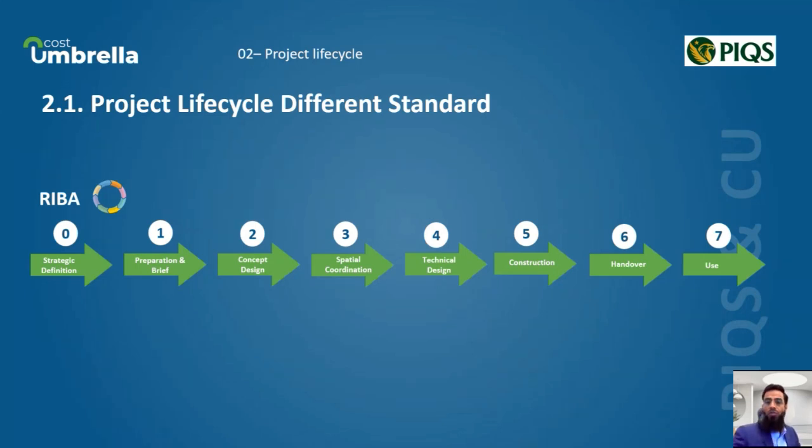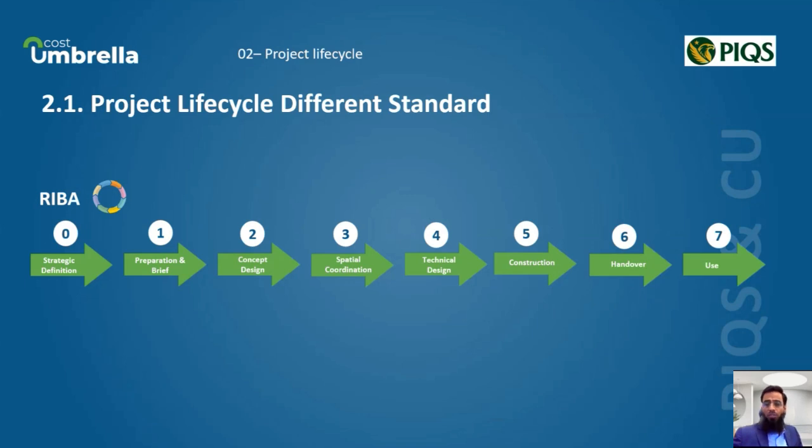Stage 2 is concept design, where we create initial design concepts. And stage 3, which is spatial coordination, where we refine and coordinate design elements. Stage 4 in RIBA is technical design, where we finalize detailed design for construction. Stage 5 is manufacturing and construction, where we build the project and oversee progress.